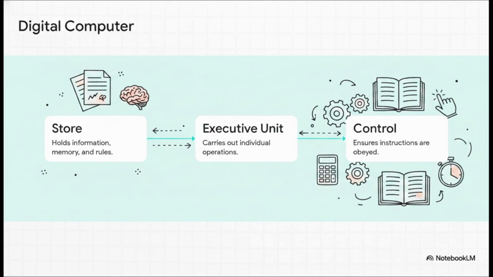First, the store. This holds information in memory, kind of like blank paper. Second, the executive unit, which is the part that actually carries out the individual calculations. And third, the control, which makes sure a specific table of instructions is obeyed in the exact right order. Turing actually compared this whole setup to a human computer who is handed a strict book of rules and just follows them to the letter without ever deviating.